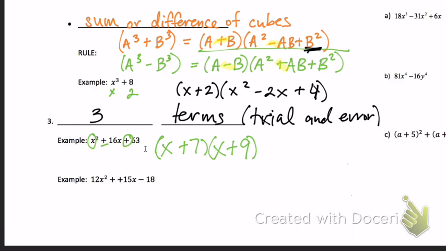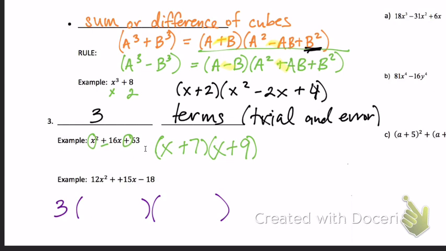Okay, the next one, now this is when your a value is not 1. So I'm going to put my two parentheses. Oh, first thing I didn't do. GCF. What can I take out? 3. Thanks for catching me.